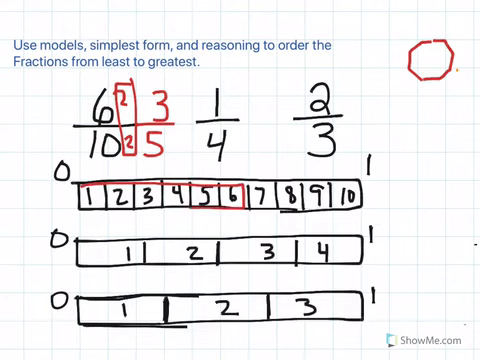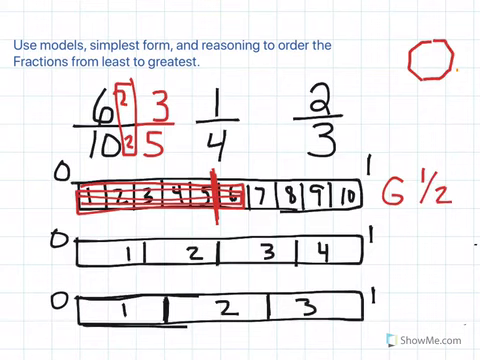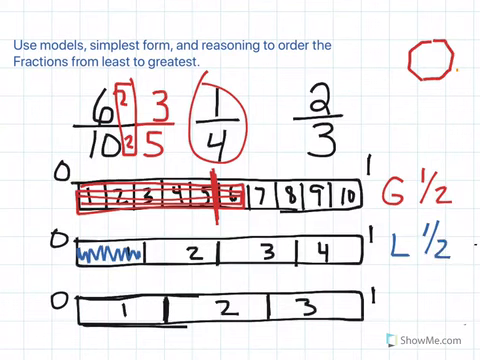So let's just go ahead and do our 6/10. Now right away what I notice is 5 out of 10 is half. So right away I can see that 6/10 is greater. It is greater than 1/2. Now I'm going to look at my fraction 1/4. So here I have a fraction bar in fourths. So here I am going to shade in 1/4. Right here I can see that 1/4 is less than 1/2. So now I'm going to be looking at my fraction 2/3.